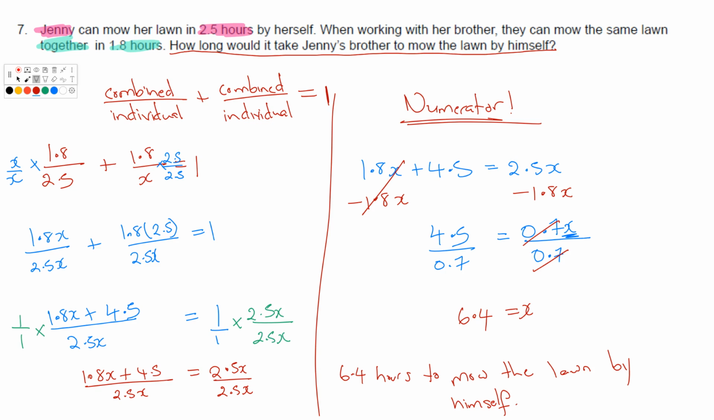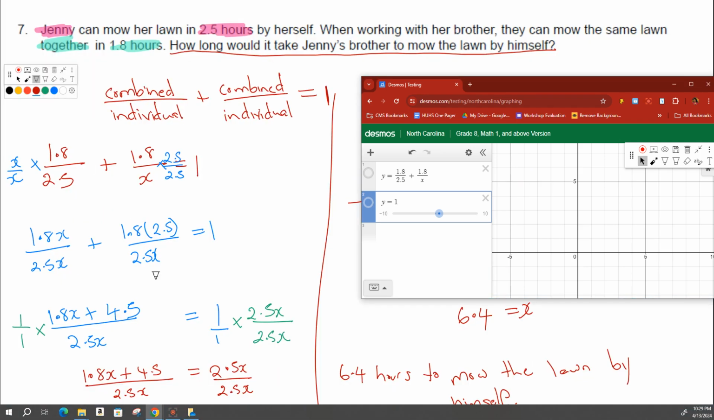Now, from here, we can use Desmos to check our work. So we got 6.4. Let's go ahead, pull up Desmos and see what happens there. So in the interest of time, I went ahead and populated Desmos. Here I have the left side of the equation that we initially created, which is 1.8 over 2.5 plus 1.8 over x, and the other side, which is y equal 1. So when I turn that one off, that's what my graph looks like.